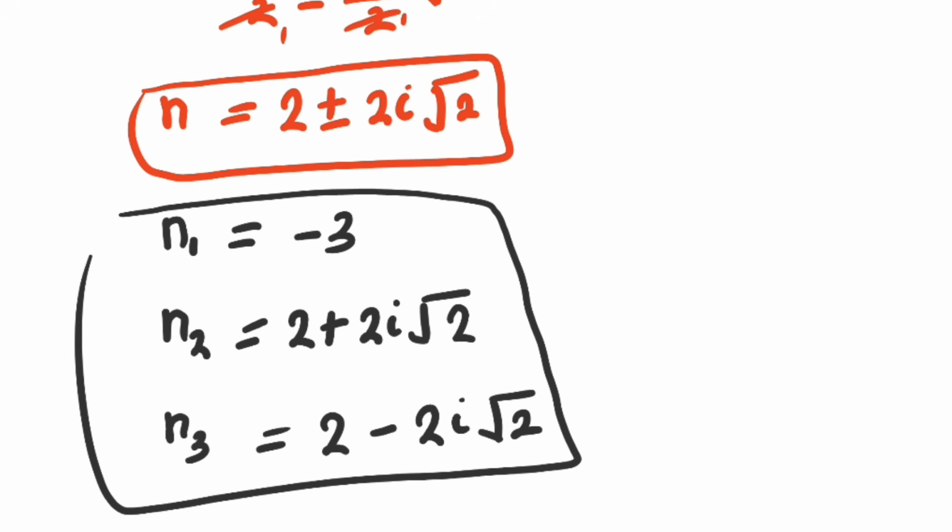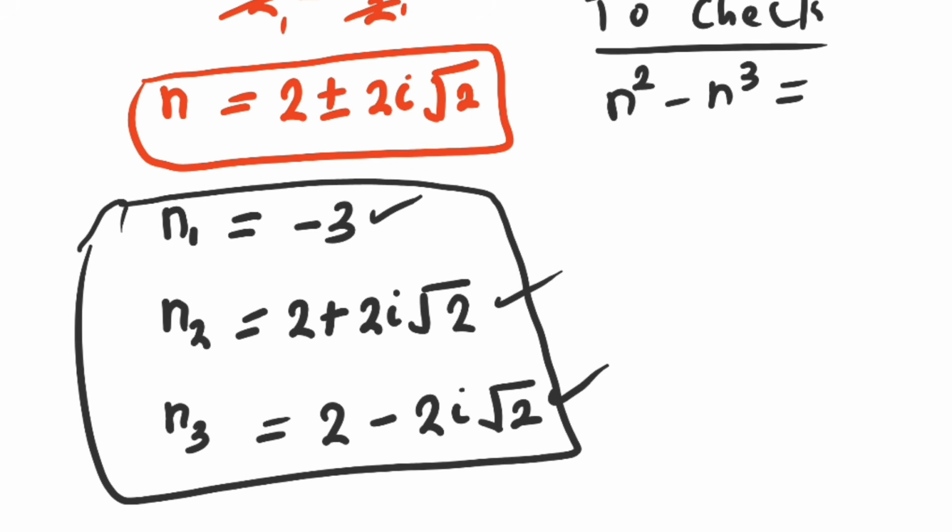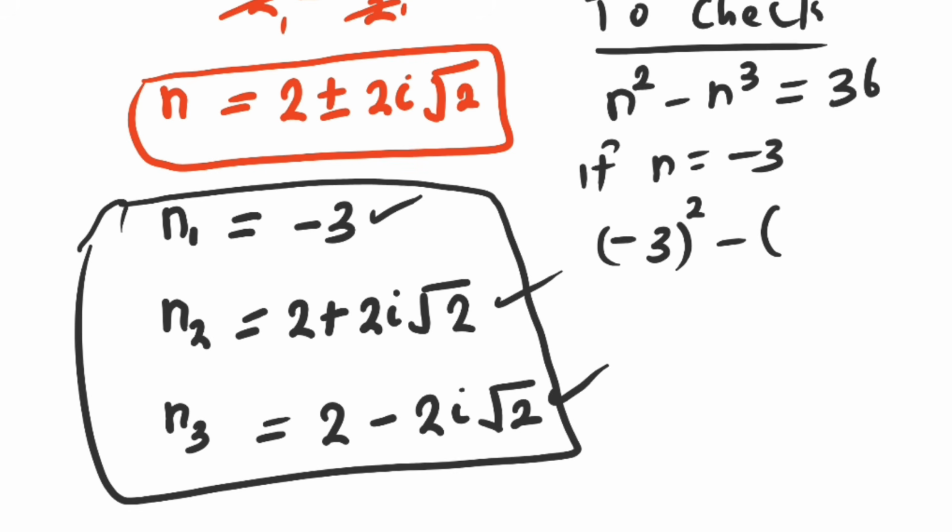We may check to confirm if this answer is right or wrong. You can see that from here we have one real root and two complex roots. Well, we need to confirm this using this real root. Now, to check, we have the given equation n squared minus n raised to power 3 is equal to 36 if n is equal to minus 3. This is minus 3 squared minus bracket minus 3 raised to power 3 must be equal to 36.